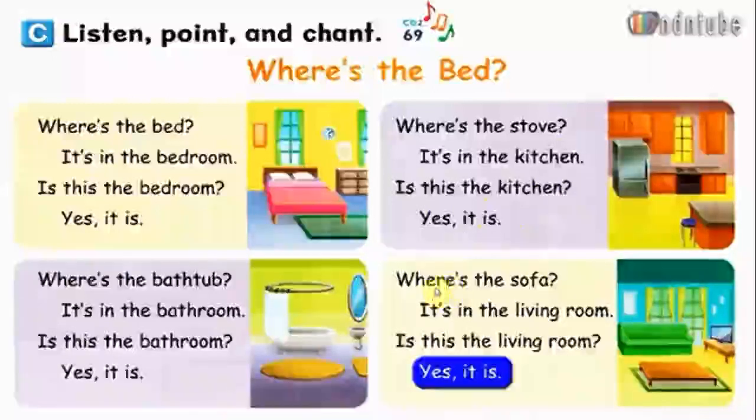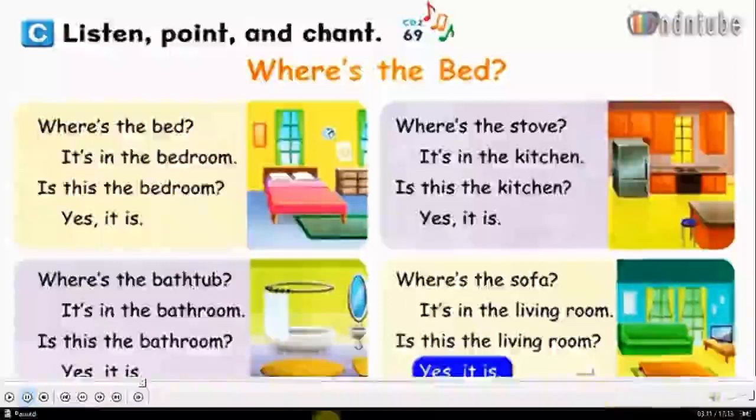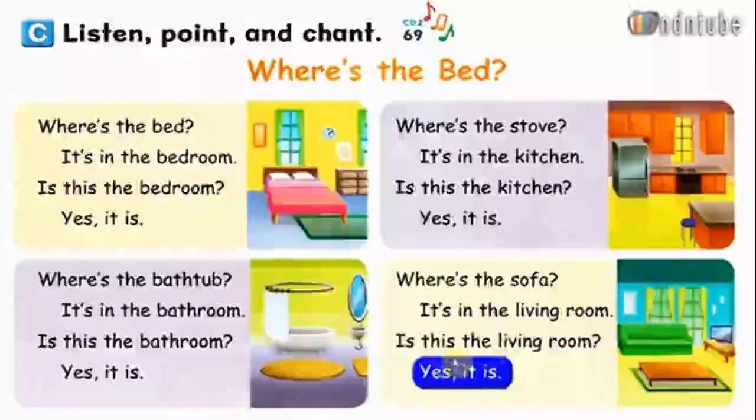Where is the sofa? أين السوفا؟ يعني هذه القنفة هذه السوفا. Is it in the living room? هي بالغرفة المعيشة. Is this living room? Yes, it is.